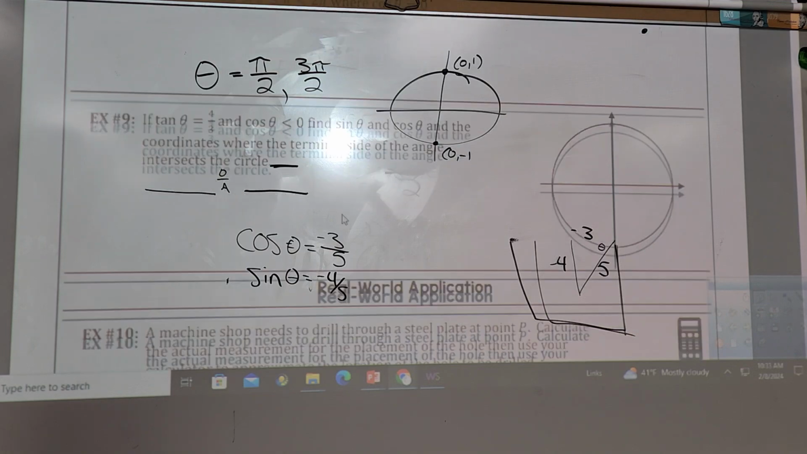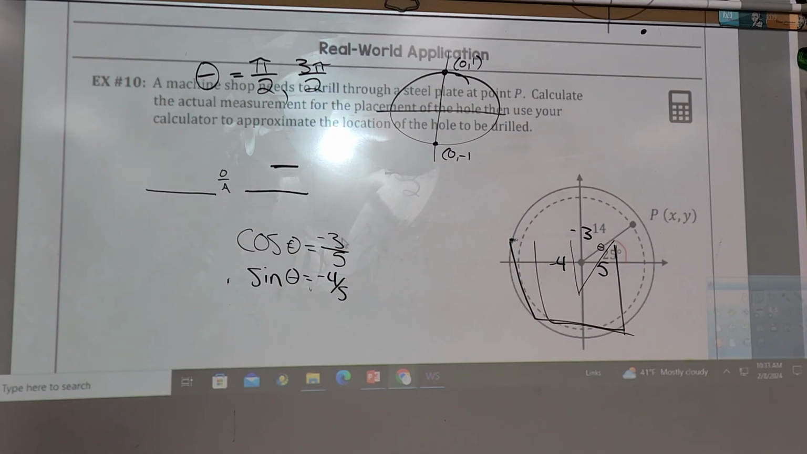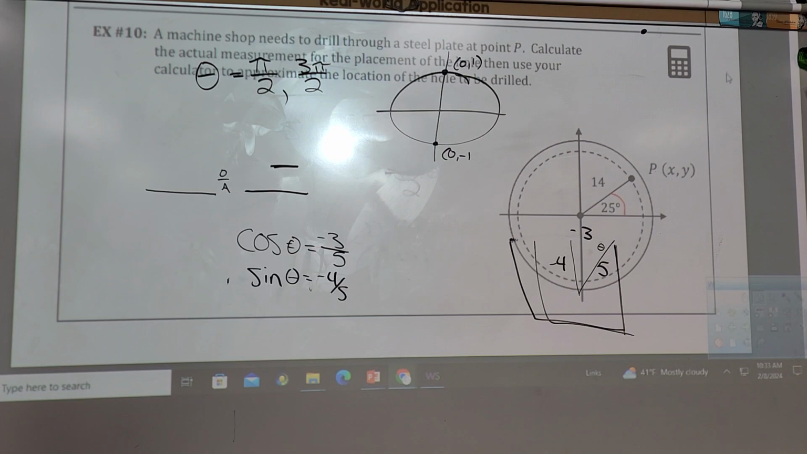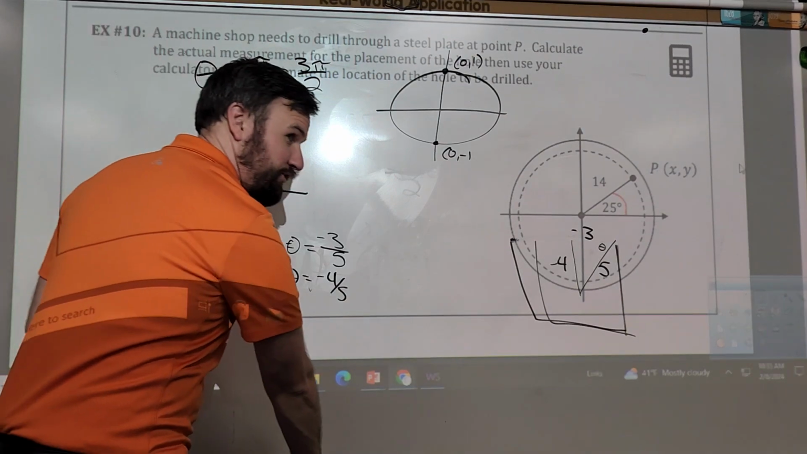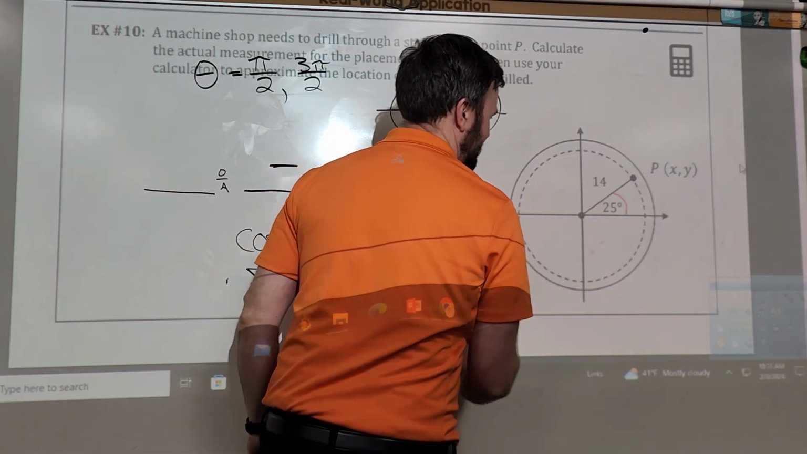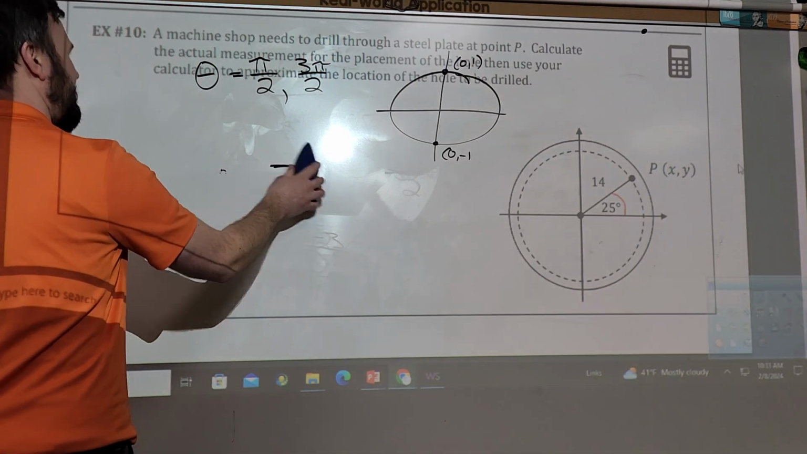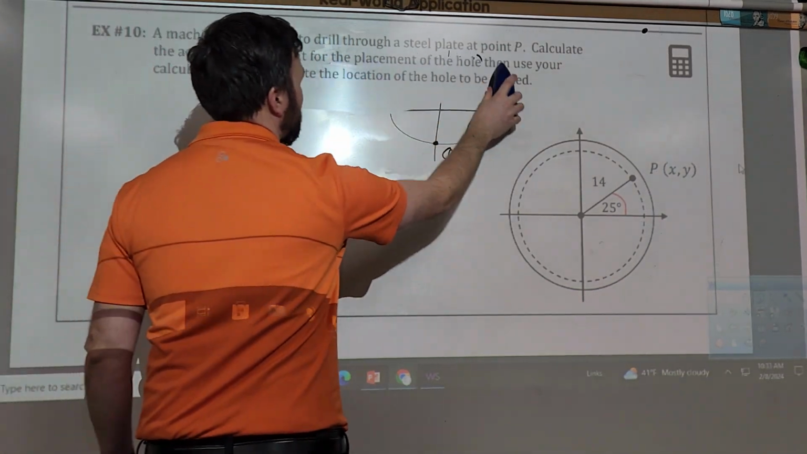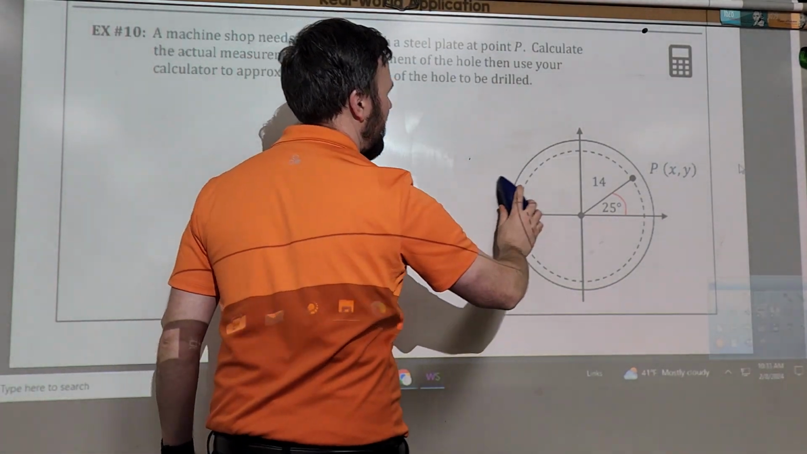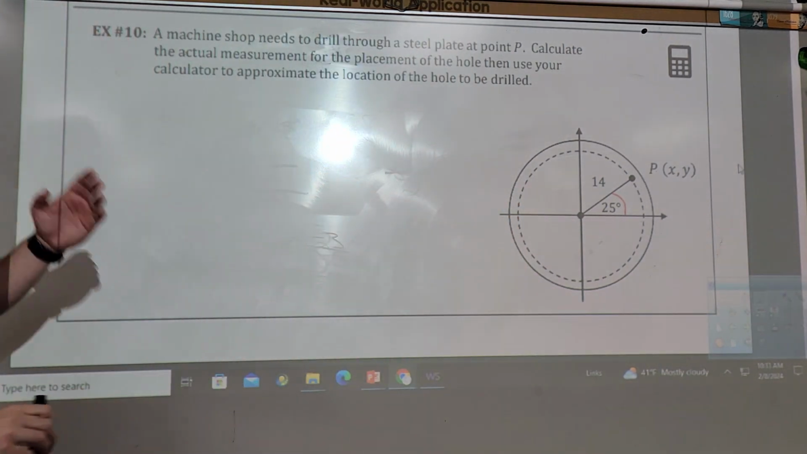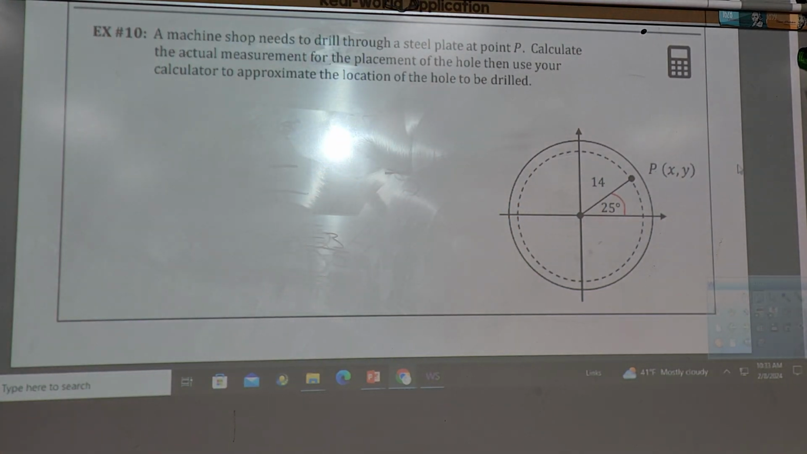All right, let's do one more. A word problem. A machine shop wants to drill through a plate at point P. Calculate the actual measurement for a placement hole. Use your calculator to approximate it.